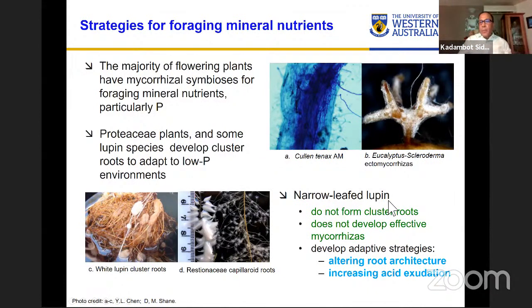Unfortunately, narrow leaf lupin, and the same applies to chickpea, do not form cluster roots and do not develop effective mycorrhiza. So how are they going to take up phosphorus, particularly when the phosphorus is bound? Later on, I'll talk about it in the soil clay particles. So they develop adaptive strategies, altering root architecture and increasing acid exudation. This is quite important. I'll show some data.